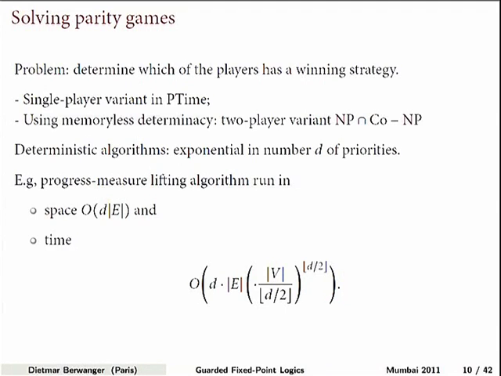So if we go to the two-player version, then it's about guessing. If you guess the strategy, then you can tell whether it's a winning one. So this gives you an NP algorithm, and you can do it for the other player, then it's co-NP, so we are in NP ∩ co-NP.